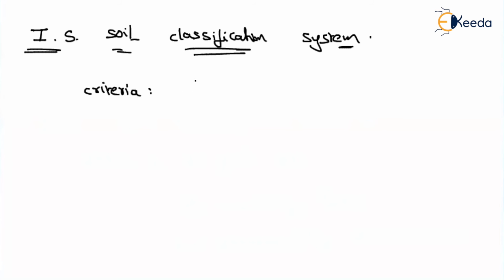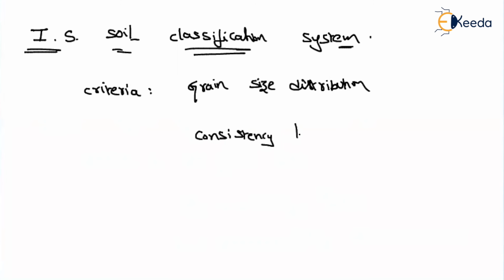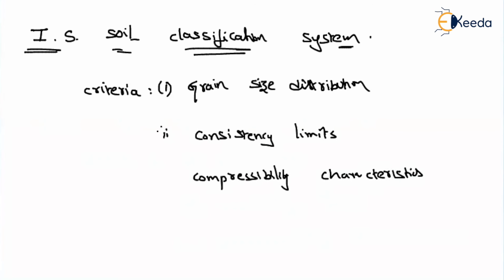So how many criteria? The criteria are grain size distribution, and also consistency limits, and also compressibility characteristics. So everything is the same, we just changed the name.